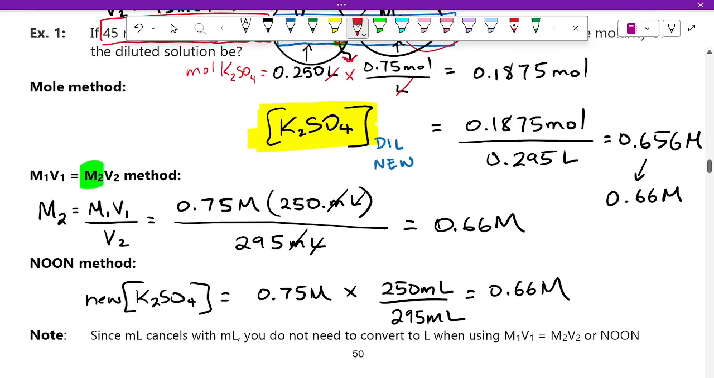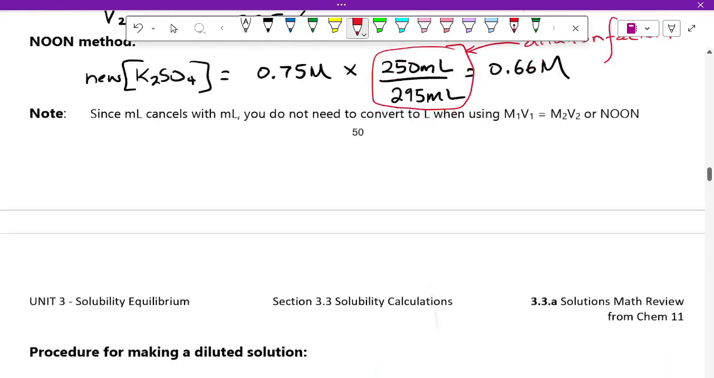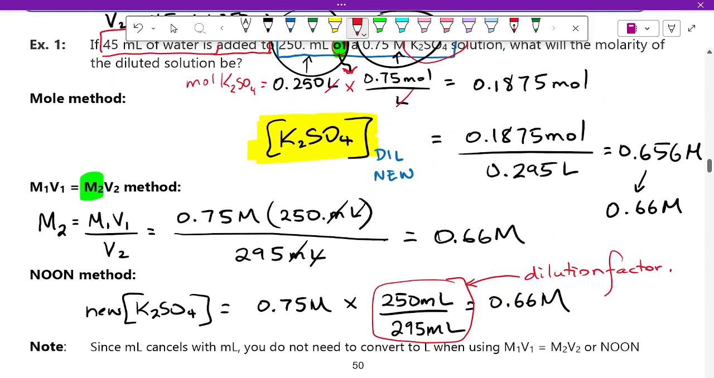You will notice, though, that if you carry on with chemistry, this here is known as the dilution factor. And it is the fraction. It's the volume fraction. Anyway, you don't need to convert to liters when you're using M1, V1, M2, V2, or Noon. Did we convert into liters first? No, it'll give you the same answer because you'll divide the top by 1,000 and you'll divide the bottom by 1,000, so they'll both be divided by 1,000.